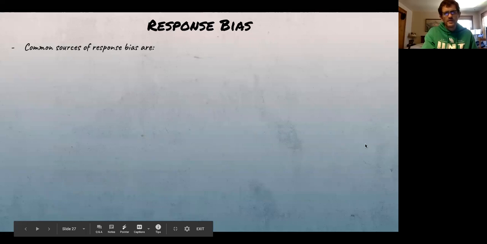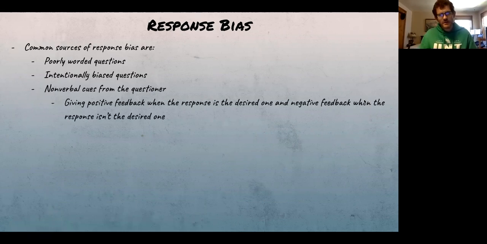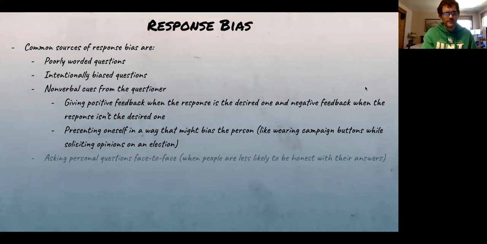Okay, so here are common sources of response bias: poorly worded questions or intentionally biased questions. You could get nonverbal cues from the questioner, such as giving positive feedback when the response is desired and negative feedback when the response isn't the desired one. Or maybe presenting oneself in a way that might bias a person. Let's say you're trying to collect some political opinions and you're wearing a campaign button for one of the candidates. I think that will bias people in some way.